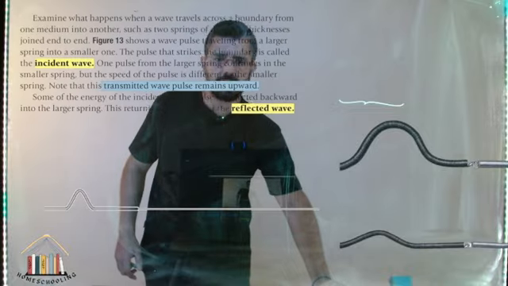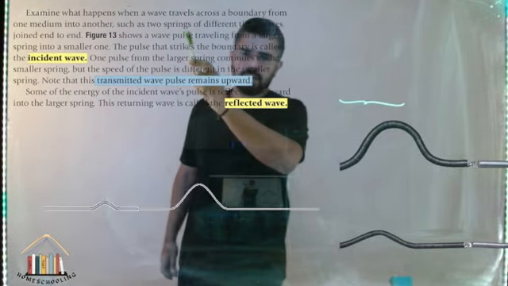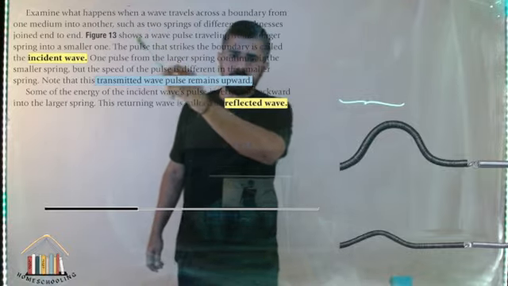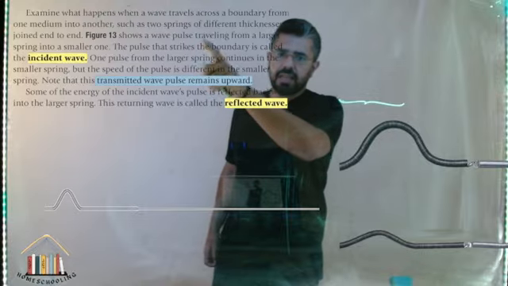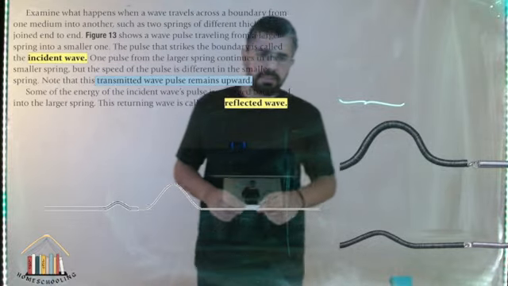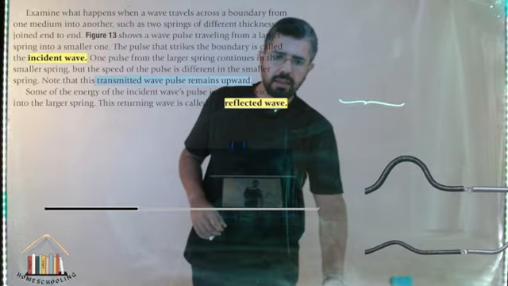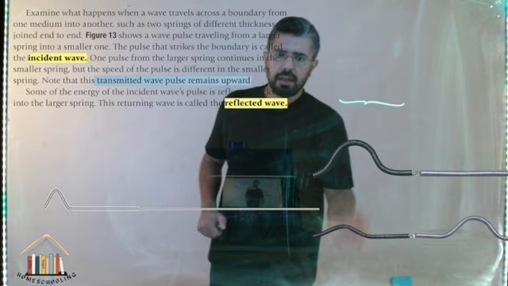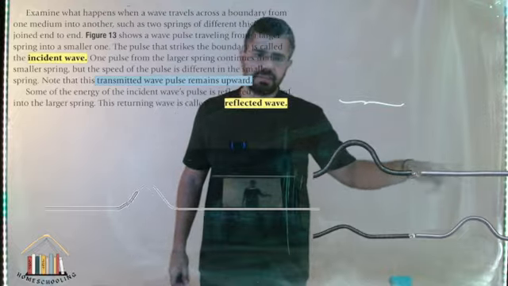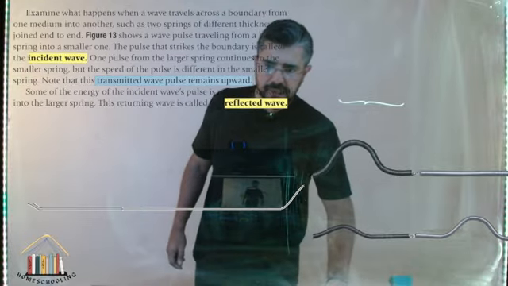So let's start with this slide here. Let's imagine we have two springs, okay? So let's read together from the beginning. We have to examine what's happening to a wave that travels across a boundary from one medium to another. Medium again means from one place to another place. It could be from air to water. In this case of the spring, it's the wave going from one spring to a totally different spring. So we are talking about two different springs, so two mediums.